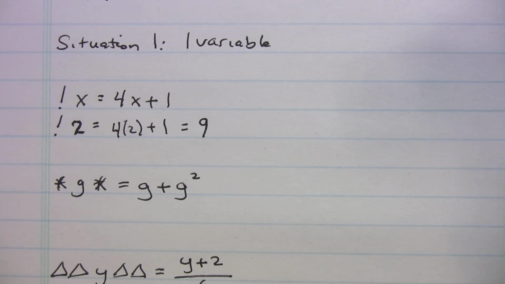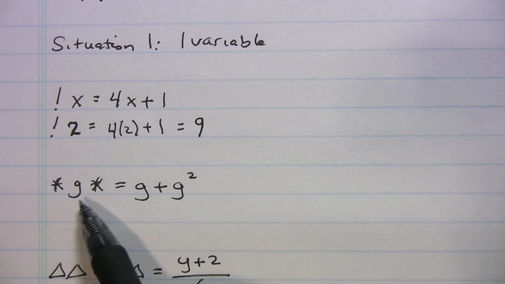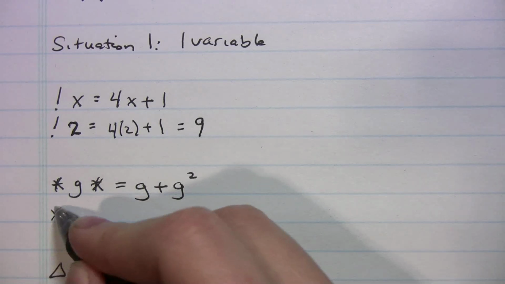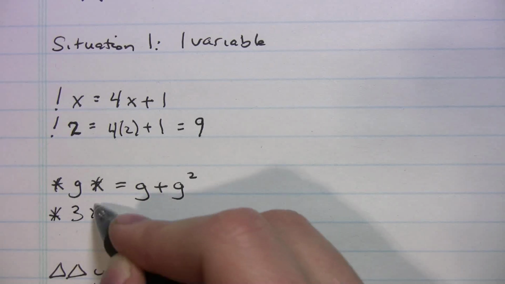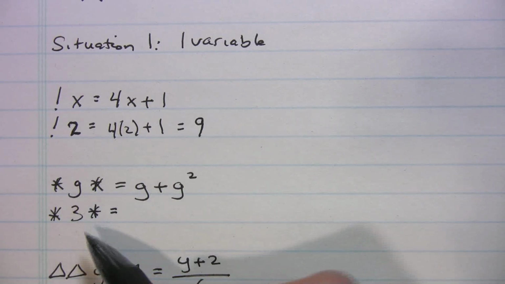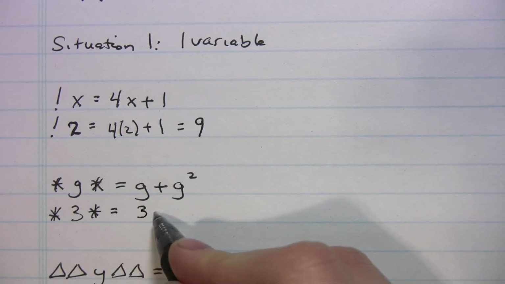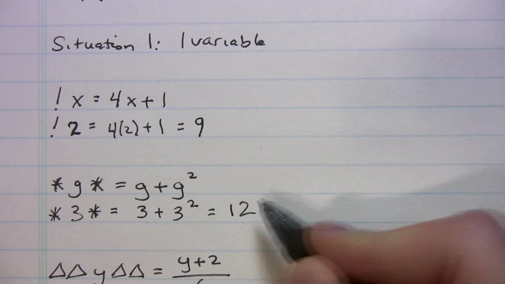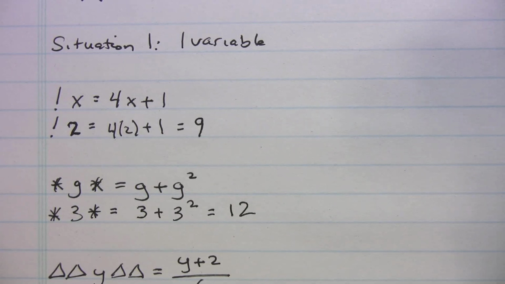Let's take a look at another one. Now we have star g star is g plus g squared. What if I asked you to tell me what star 3 star was? Well, again, plug and chug. Every time you see a g, you're going to plug in 3. So that's going to be 3 plus 3 squared, which gives you 3 plus 9, which is 12. Okay, two kind of easy scenarios.